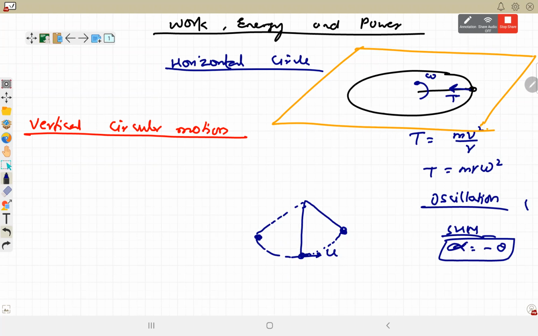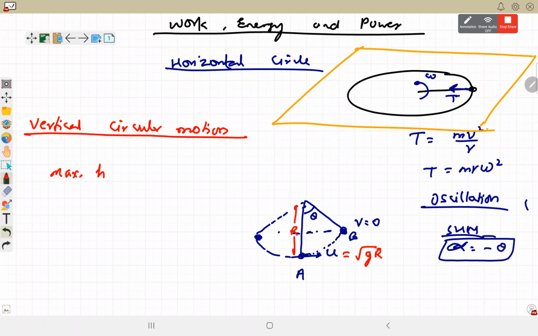Now it will not do circular motion. It will move to a certain height, and at the maximum height the velocity will become zero. And how much height it goes, we find by energy conservation. Suppose we give it a speed equal to root of g r at the lowest point, where r is the radius of that circle. Find the maximum height, or find the maximum angle where it goes.